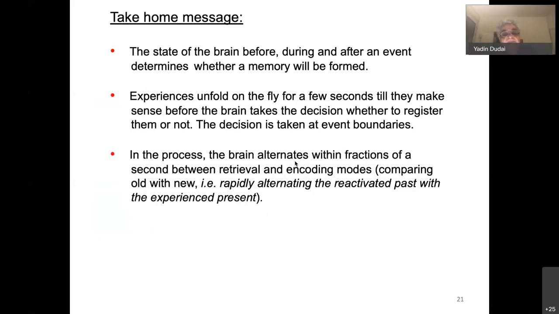In the process, the brain alternates within fractions of a second. So I told you here, those are seconds. But within fractions of a second, within this one, there is alternation between retrieval and encoding, comparing old with new, rapidly alternating the reactivated past with the experienced present. We do it all the time. We don't have a pure present. In our present, we always use the past.